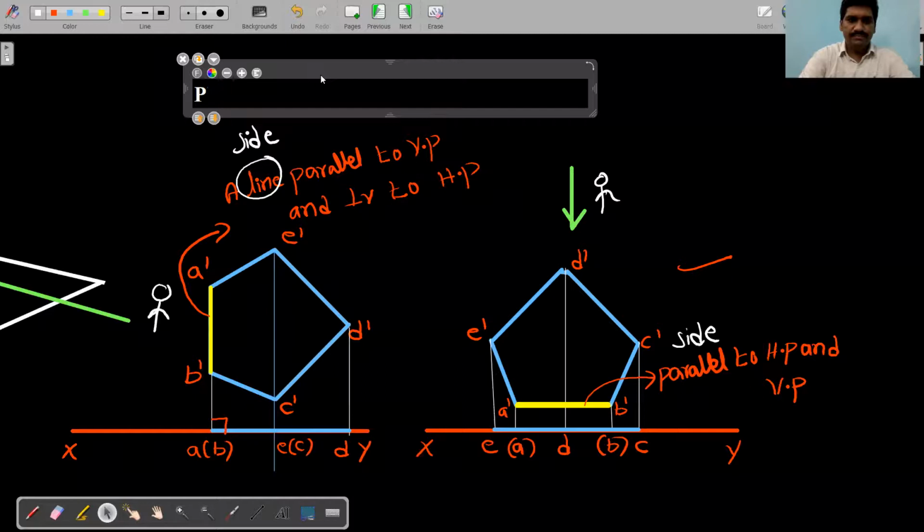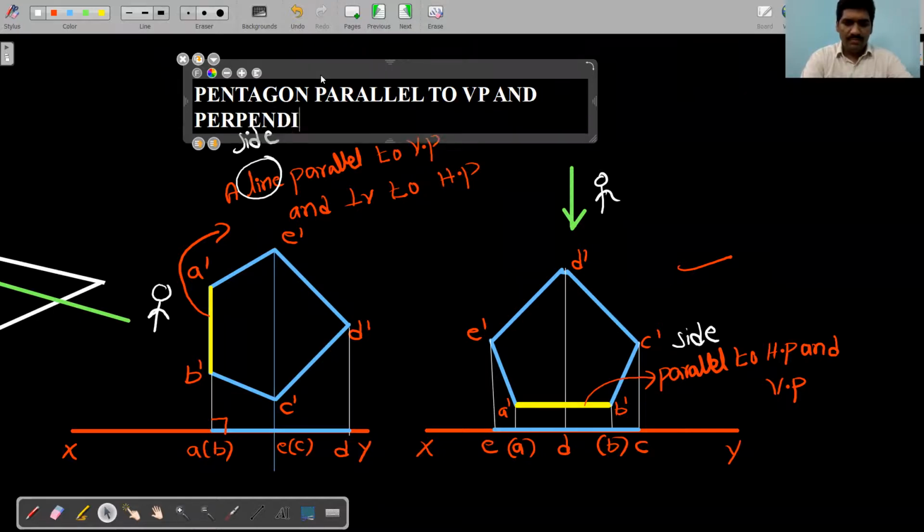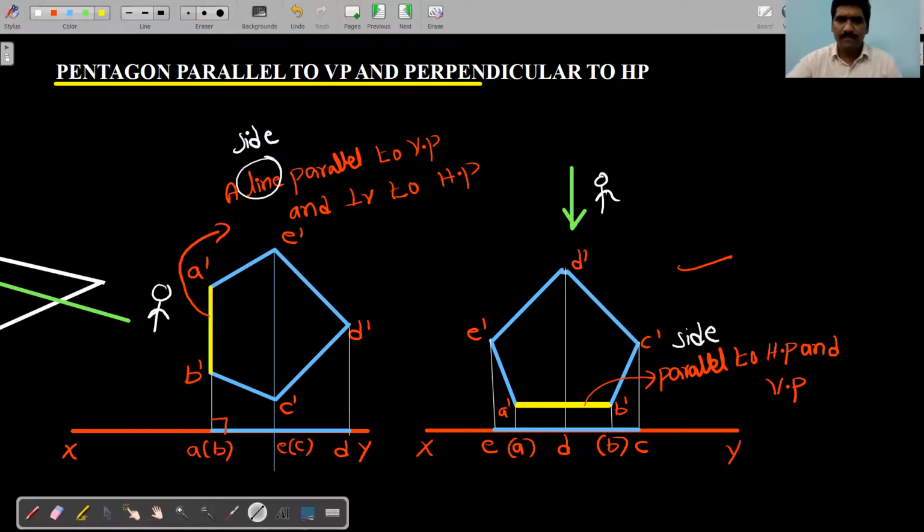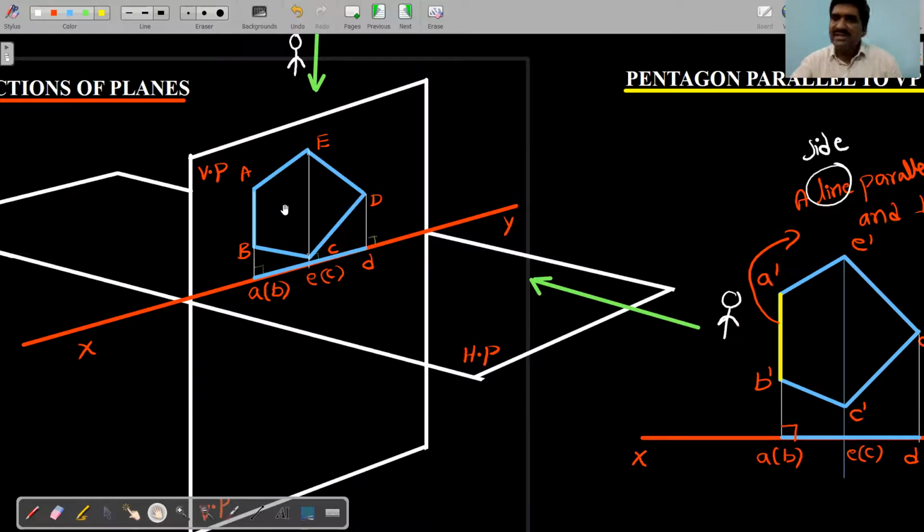Pentagon, parallel to VP and perpendicular to HP. This is the case. Very important. Beautiful conditions these are. Are you following all of you? Right. So this is the case all of you. Again I am repeating all of you. So a pentagonal plane surface parallel to VP and perpendicular to HP.